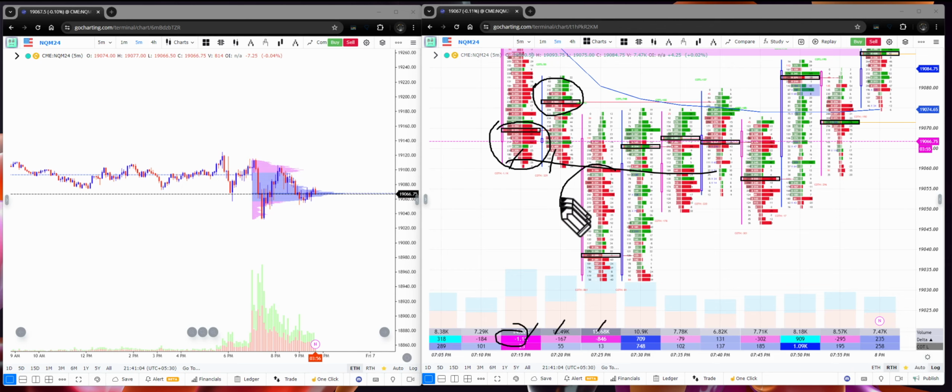Okay, and I see a lot of sellers here, and a lot of sellers here, and look at the delta over here. So this is a huge value like this one, and look what happens in the next bar.